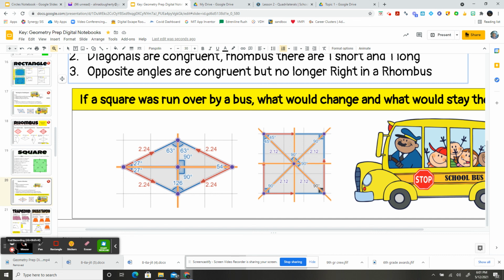All right, guys, that's enough of this. We're going to do trapezoids and then off to your mastery check.